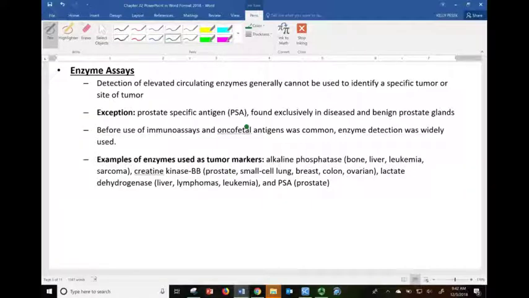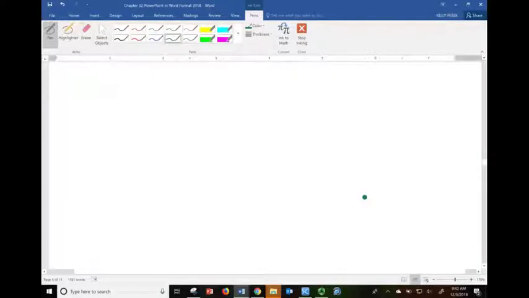So some examples of enzymes that can be used as tumor markers: alkaline phosphatase can be used for bone, liver, leukemia, and sarcoma. CKBB can be used for prostate, small cell lung cancer, breast, colon cancer, and ovarian cancer. LD can be used for liver, lymphoma, and leukemia, and PSA, of course, is used for prostate cancer.